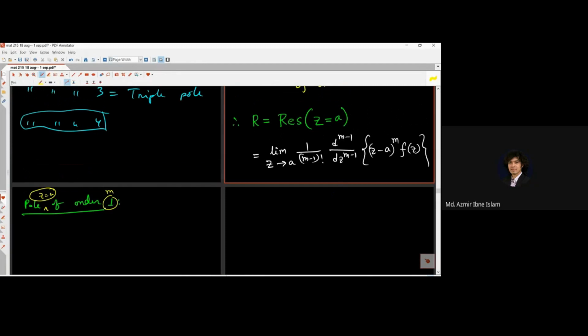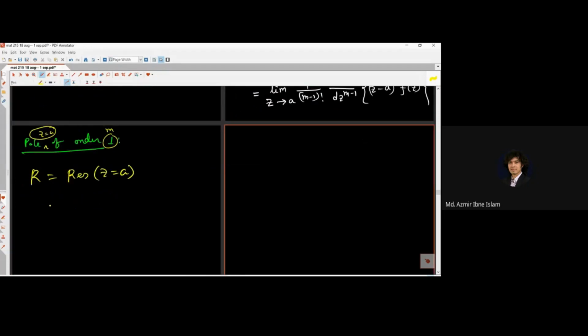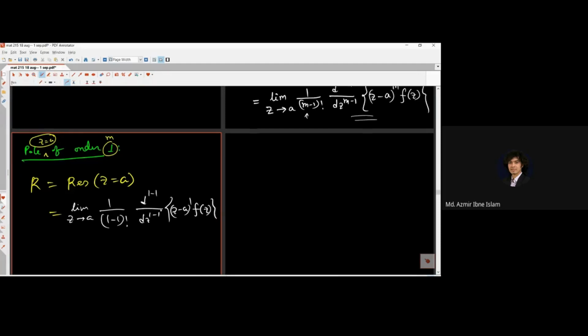So what will be the case? Residue at z equal to a is the limit as z tends to a of 1 over, what is the value of m now? m is 1. So 0 factorial, and d to the power 1 minus 1 over dz to the power 1 minus 1. I am applying this formula for this example, so (z minus a) to the power 1 times f of z.